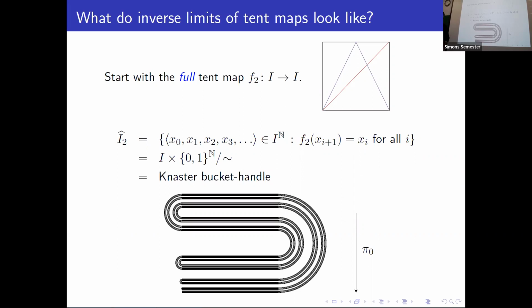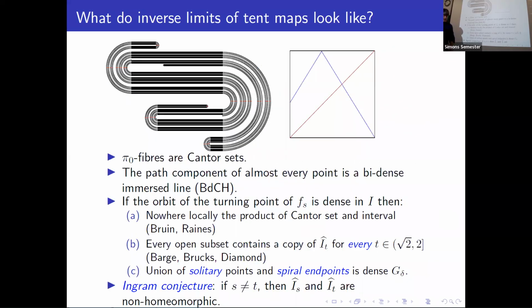Yep, any questions about it? Okay, so that is the simple case. What happens if you don't take the full tent map, but you take some slope which is less than 2, so your core tent map looks like that?